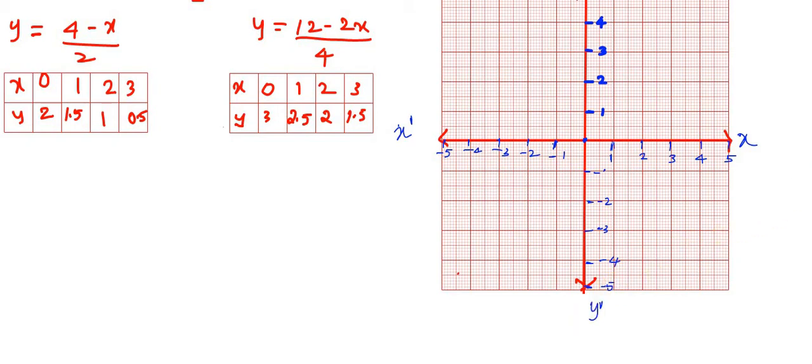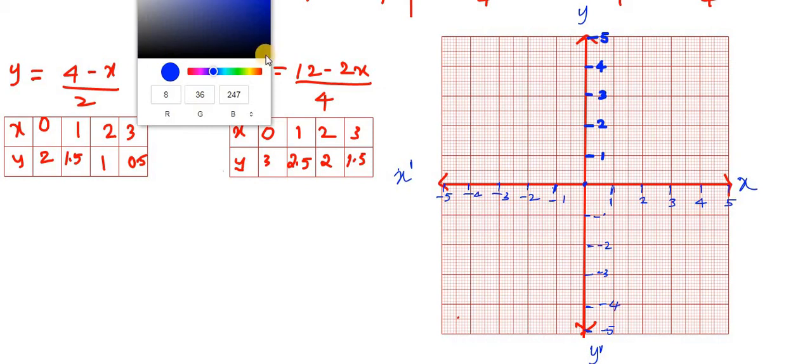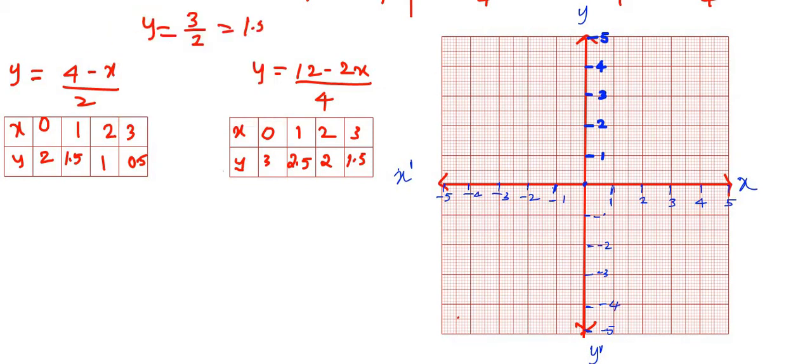Okay, so now plot the points. First point 0 comma 2. I'll take this line, 0 comma 2. So 0 comma 2, first point. I'll change the color so to locate the points. 0 comma 2, first point.